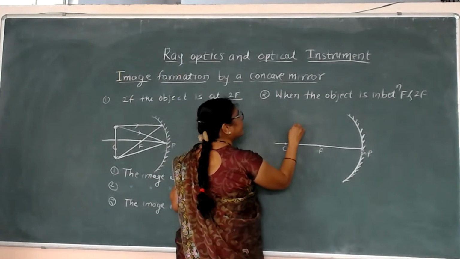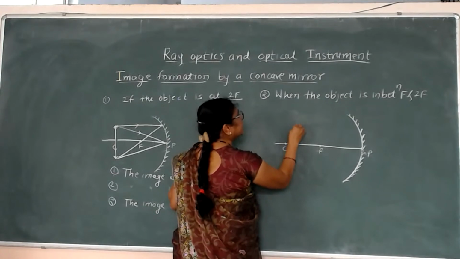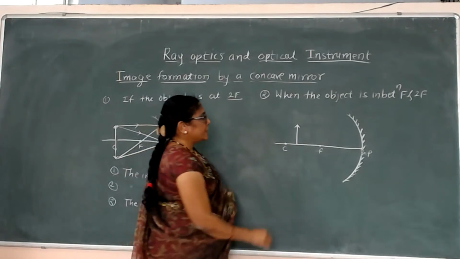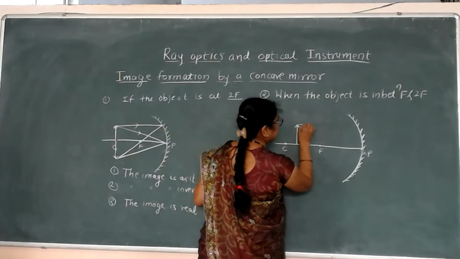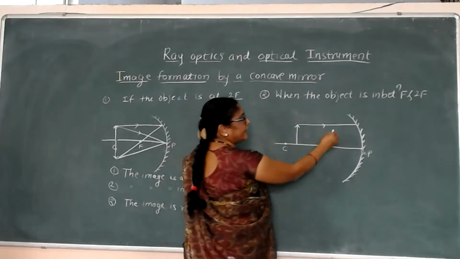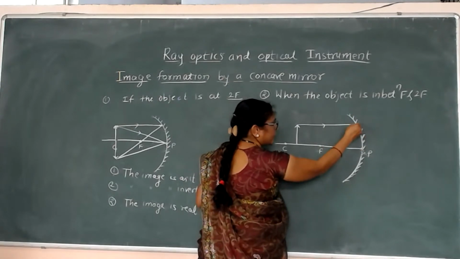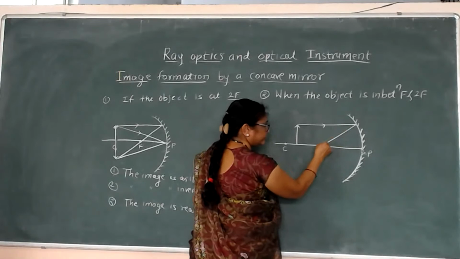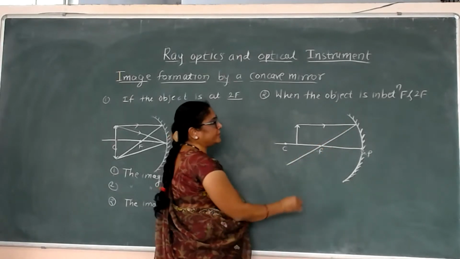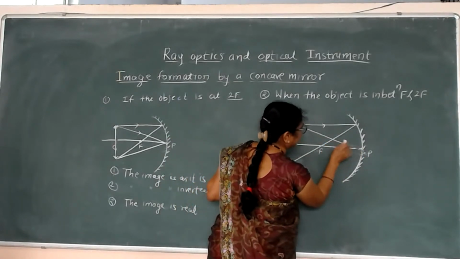We can take a point object or an extended object. If we take the extended object, a number of light rays arrive from the object. Suppose the first light ray is incident like this, a straight line. When the ray of light is incident on the mirror, it is reflected back and passes through the principal focus. To find the image formation, take another ray of light, which is incident on the pole.